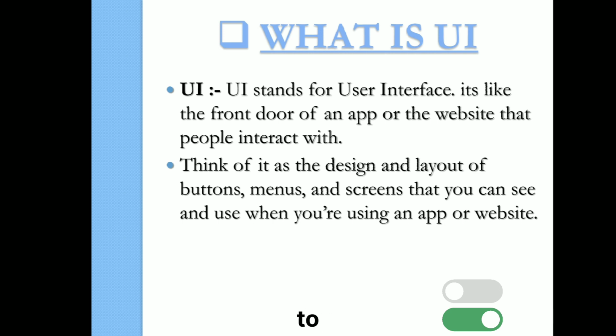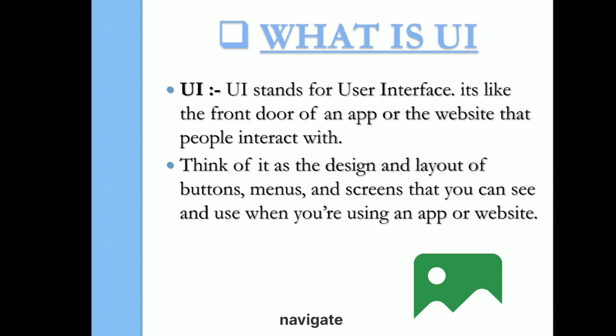Let's try to understand this with an example. When you open up a weather app on your phone, the UI shows you the current weather, lets you switch to the forecast and allows you to change the settings. It's basically everything you see and touch when using the app. So a good UI makes it easy for you to navigate and use the application without getting confused.